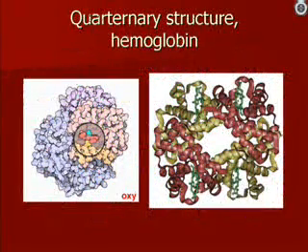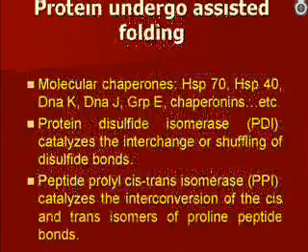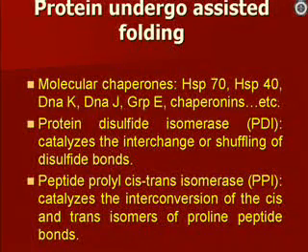Now the protein undergoes assisted folding. It requires certain proteins for its folding, and mainly chaperones are responsible for the correct folding of the proteins. In addition to this, there are certain other proteins responsible for the folding of the proteins, and these are protein disulfide isomerase and peptide prolyl cis trans isomerase.